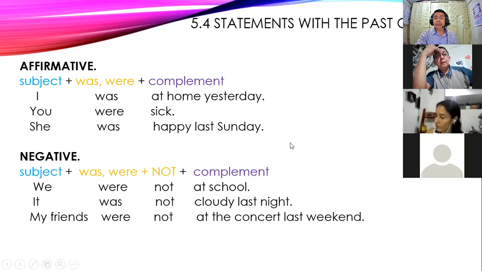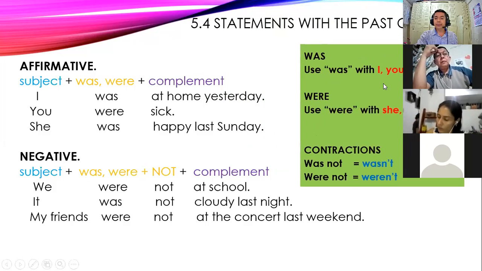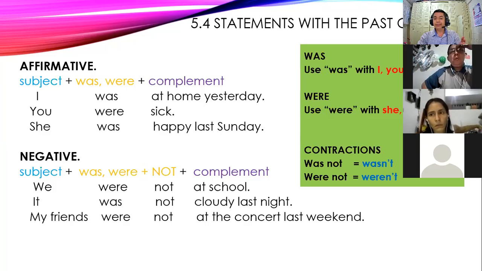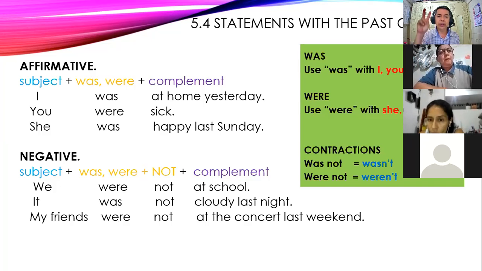So in this case, how do we use was and were? Listen, please. We use was with I, you, we, and they. Repeat, please. Use was with I, you, we, and they. Okay, only you. One, two, three. Excellent, very good. Now were. Use were with she, he, and it. Use were with she, he, and it. Okay, repeat after me. Use were with she, he, and it. Now only you, ready? One, two, three.